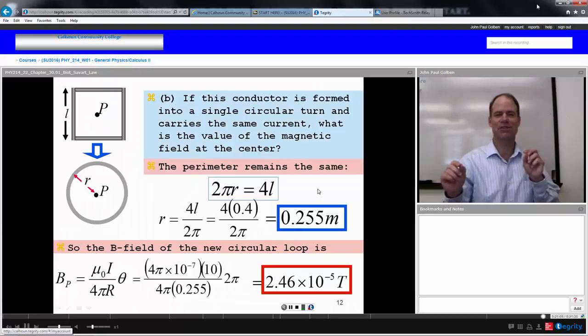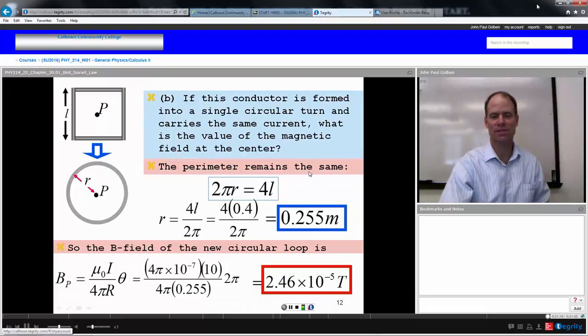This gives you the basic tools to solve configurations of current, either segments or curved segments, and find the magnetic field at a particular point. Try your hand at some of the problems in the problem set for the Biot-Savart law.